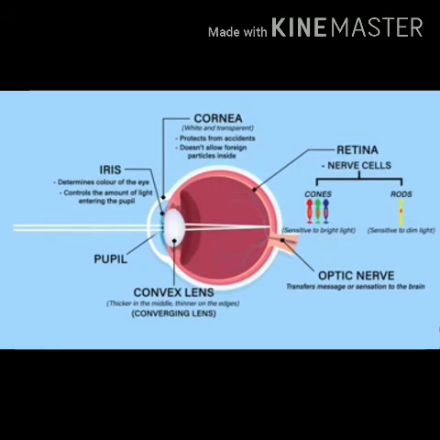The function of this eye lens is that it focuses the light on the back of the eye on a layer called the retina. The eye lens is held in its position with the help of ciliary muscles. You can see the labeling in the diagrams. It is the ciliary muscles which hold the eye lens in its position.